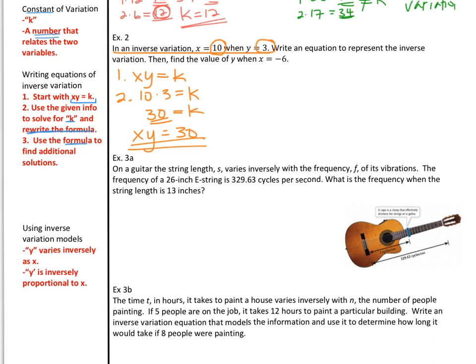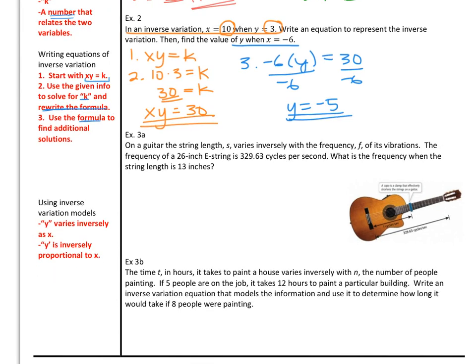Lastly, it says, find the value of y when x is negative 6. So if we want to find the value of y when x is negative 6, we know negative 6 times y should equal our constant, which is 30. To get y by itself, we'll simply divide both sides by -6. 30 divided by -6 would equal -5. So we wrote our equation, we determined the constant, and then we found additional solutions using the formula or the equation that we created.